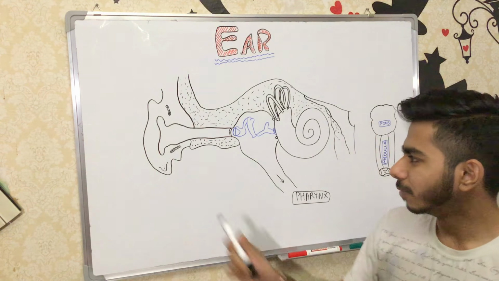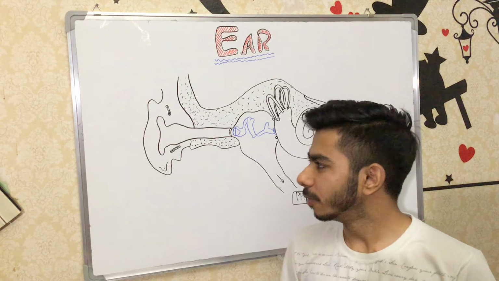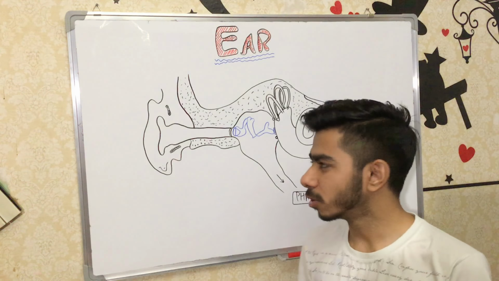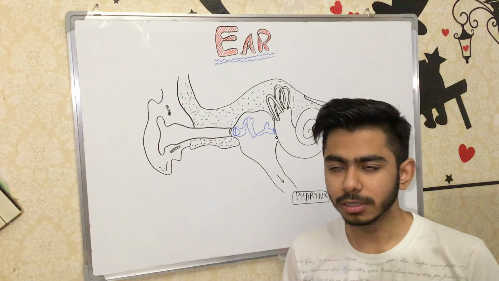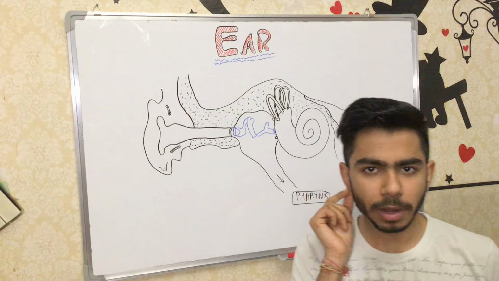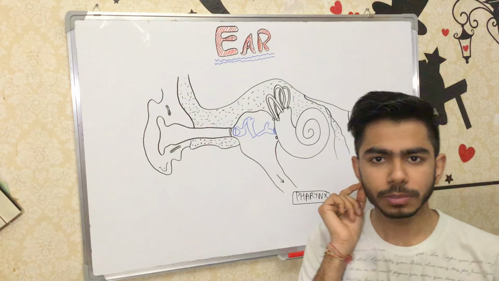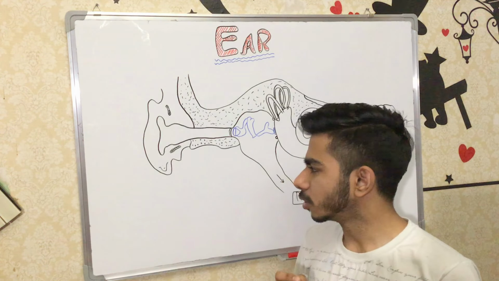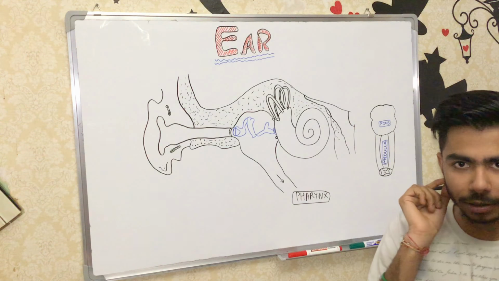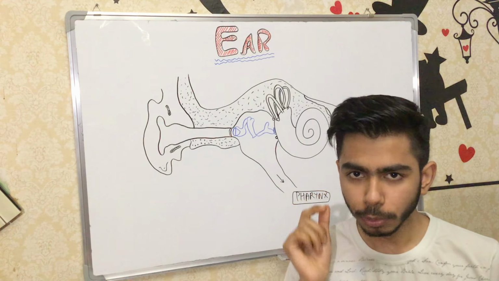For example, if we talk about this external ear, we have the pinna, that is called the auricle, which is the main part of the external ear. Further we have this part made up of fat, which is also called the lobule. So this part on both sides of our ear, these are called the lobules.